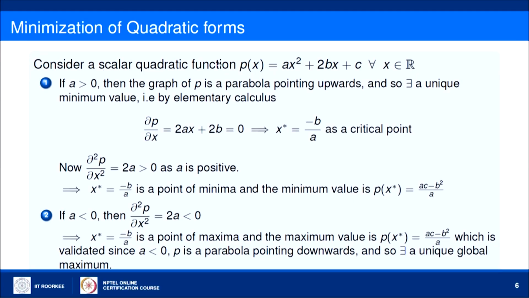Now we will look at the minimization of quadratic forms. Consider a scalar quadratic form q(x) equals a x squared plus 2 b x plus c for all x belonging to R. So here we have a scalar quadratic form q(x) equals a x squared plus 2 b x plus c.